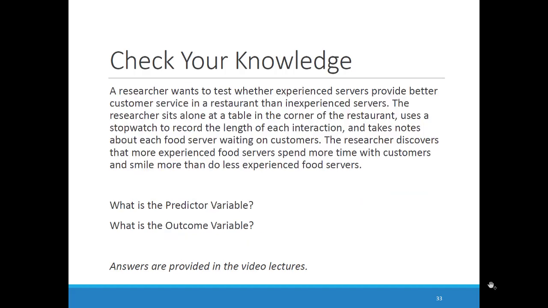All right, so here's the second one. And again, you have seen the scenario, so if you need to pause, go ahead and do so. The first question is, what is the predictor variable? So you might have observed that this is a non-experimental design, so the researcher is not manipulating anything, the researcher is simply observing. So the predictor variable in this case would be the experience level of the servers. So you have experienced servers and you have inexperienced servers.